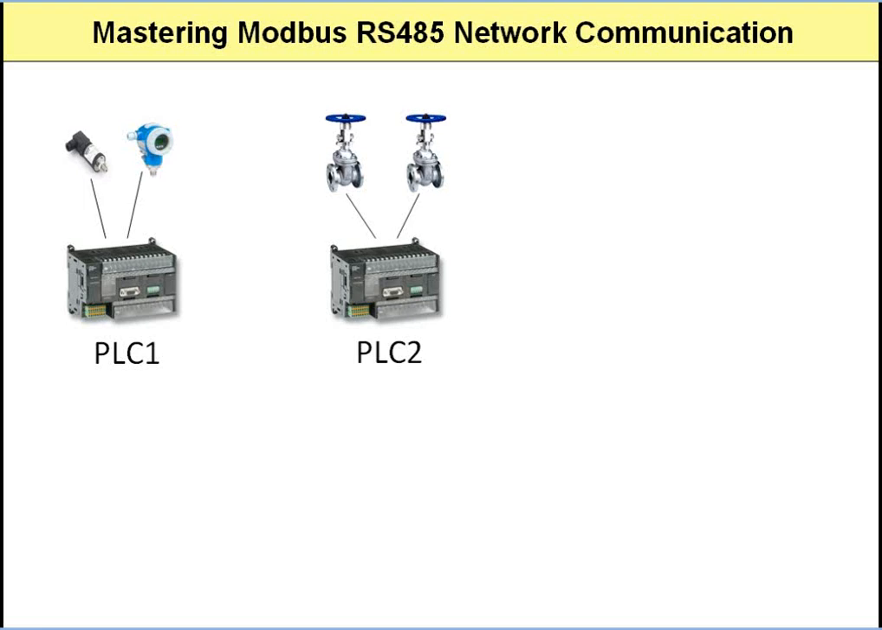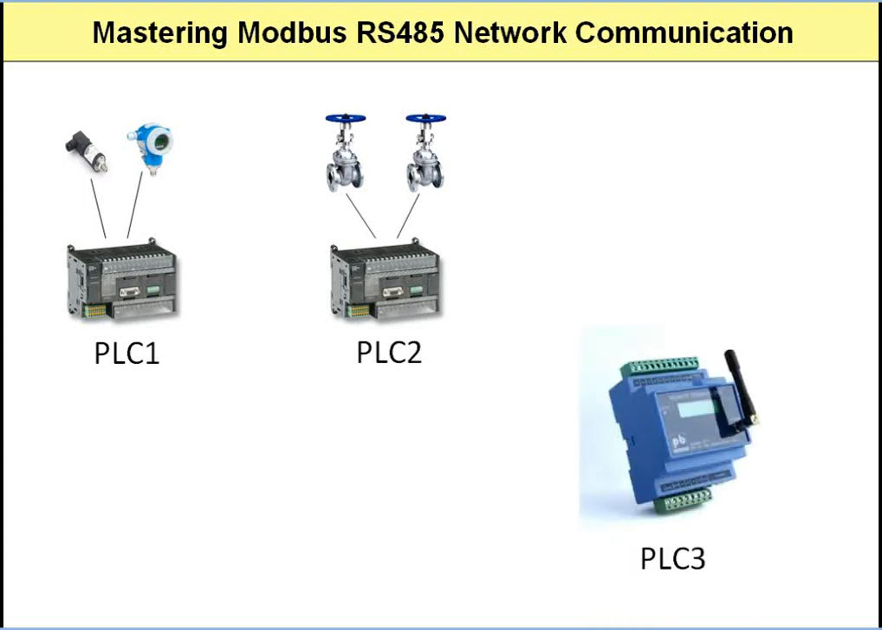Both PLCs can communicate using Modbus RS485, but they can't communicate wirelessly to send data back to the base using radio. So to solve this problem, another PLC called PLC3, which has wireless radio capability, is installed onto the well. PLC3, in addition to being able to communicate wirelessly using radio, can also do so via Modbus RS485.